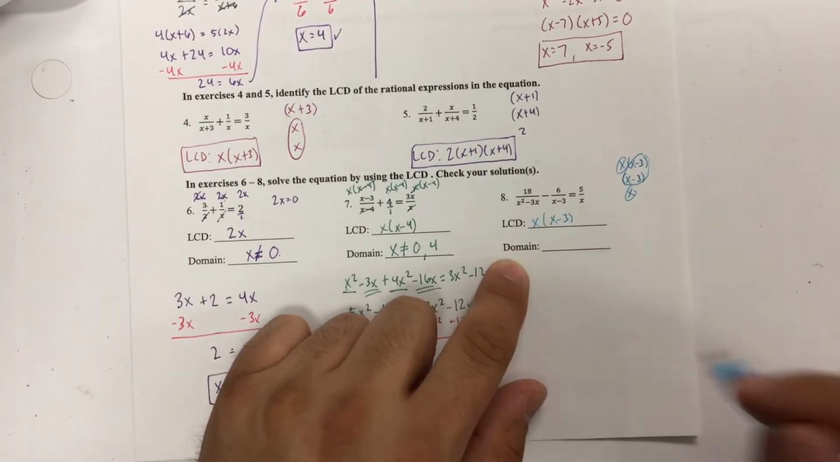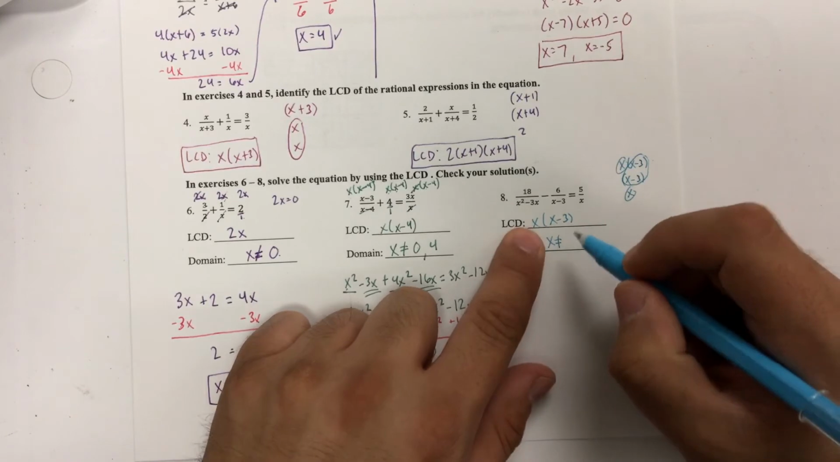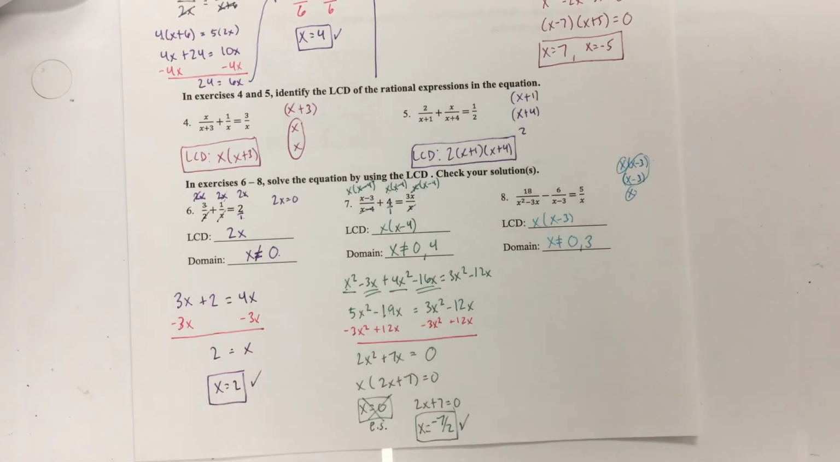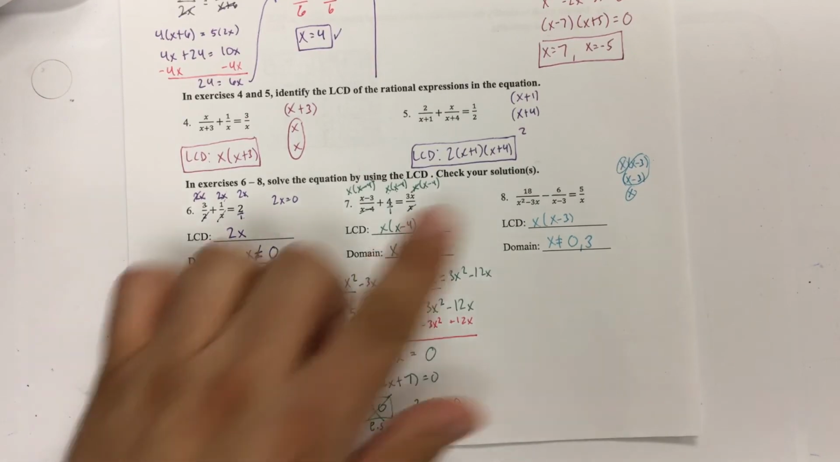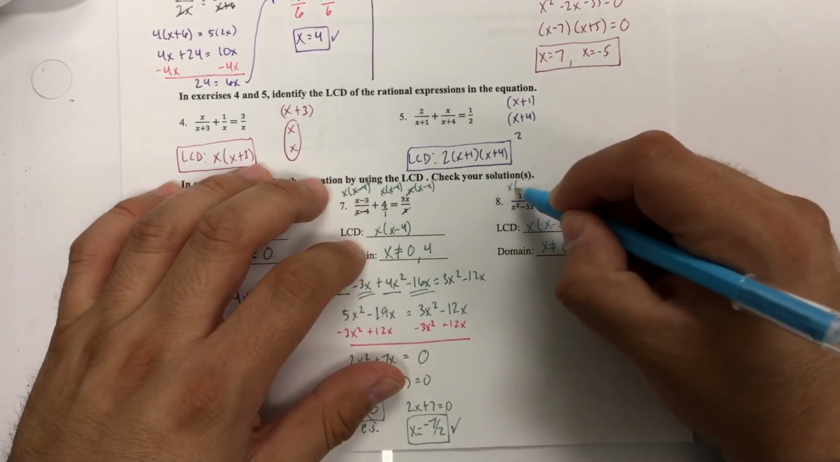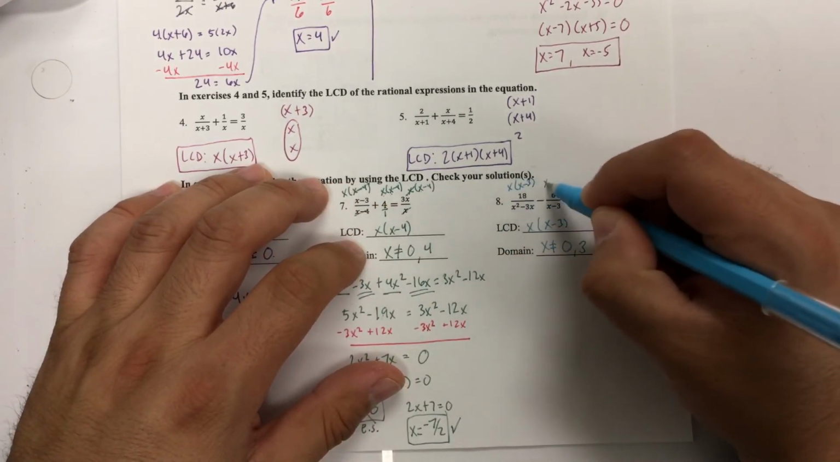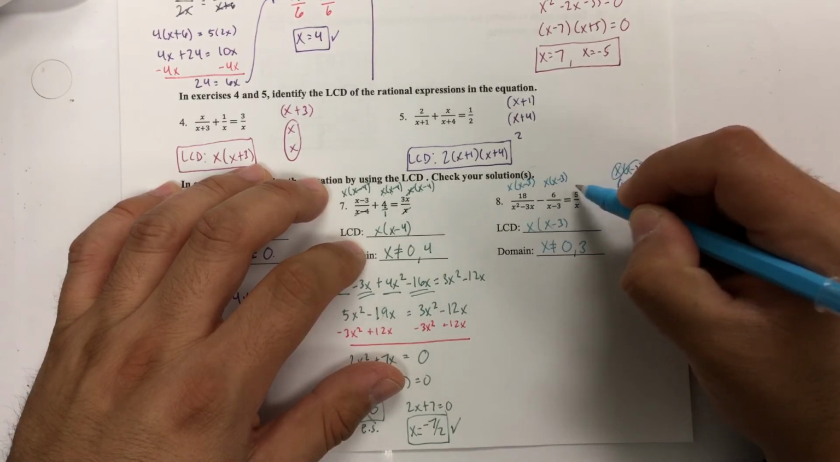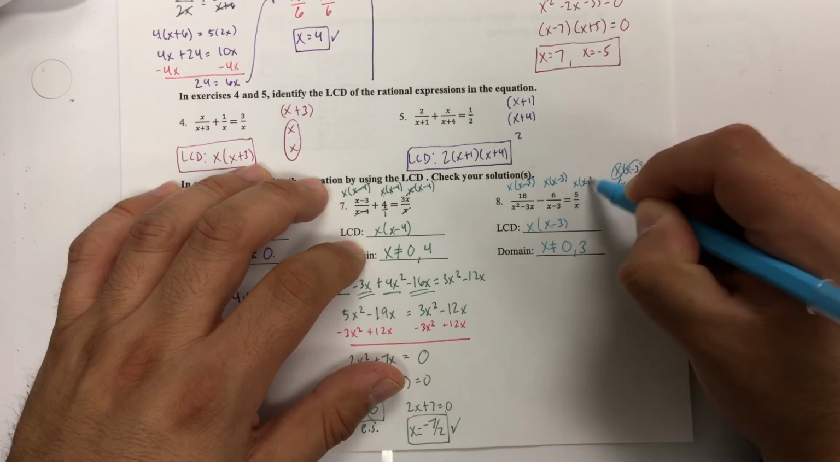So from here, what is my restriction? X cannot equal, so this would be 0. And if I set this equal to 0, it would be 3. So those are my restrictions. Next, I'm going to place the LCD above each fraction, and I'm going to cross out. So once again, if you've forgotten from class, the whole goal of putting this above in the numerator is to cancel out the denominators, so we're only solving the numerator.